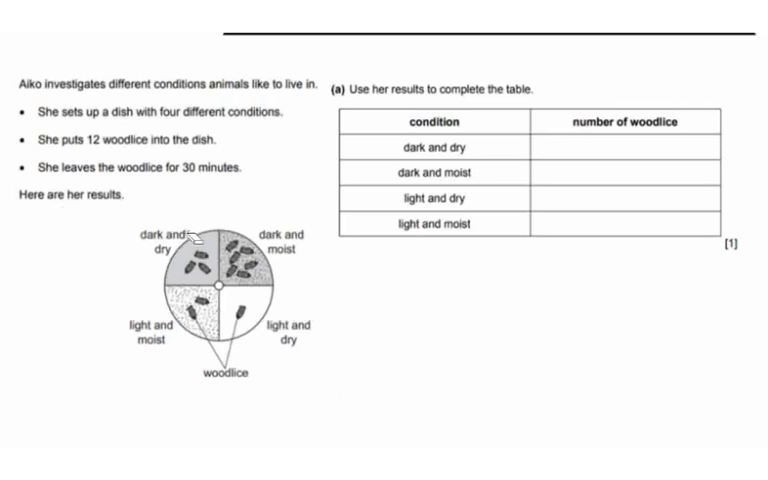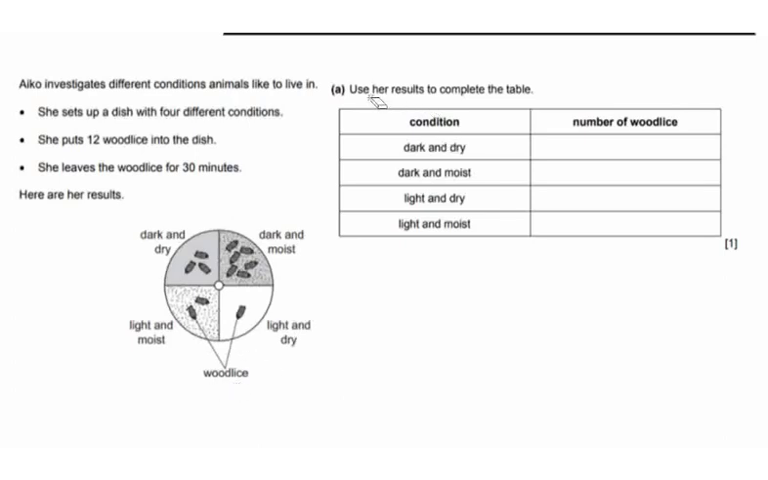Here are her results. These are the 4 different conditions. First is dark and dry. Second is dark and moist. Third is light and moist. Fourth is light and dry. And these are all the wood lice.